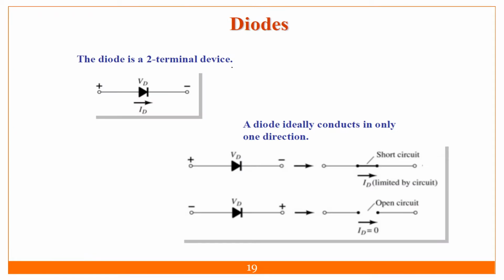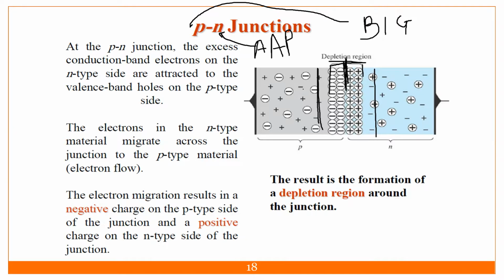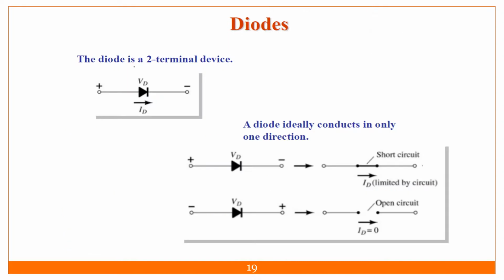So the diode is this material. If you add leads to it, this is the diode. The potential across this is my VD, and the current flowing through this is my ID. The P type material is the anode, and the N type material is the cathode.